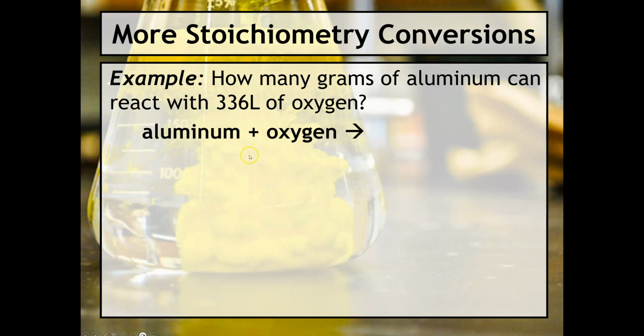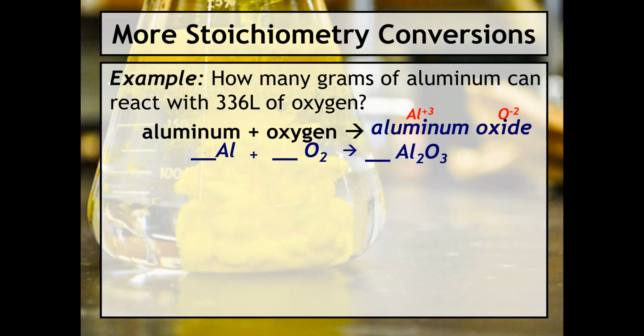So let's take a look at aluminum plus oxygen, which gives us aluminum oxide. We want to be able to balance this equation out. So I'm going to go ahead and put the charges up so you guys won't forget. So we should have 4, 3, and 2 for the coefficients. This is the most important part, writing out the coefficients for these. That's 336 liters, and the grams of aluminum is unknown.